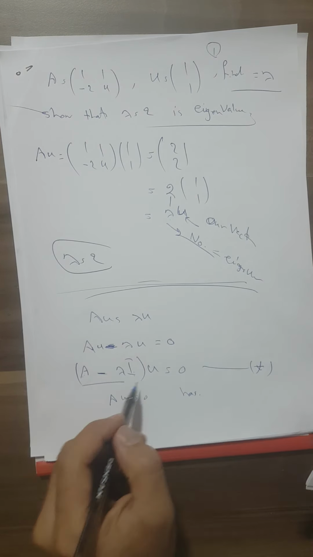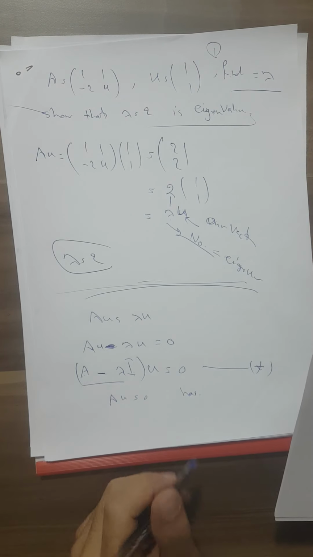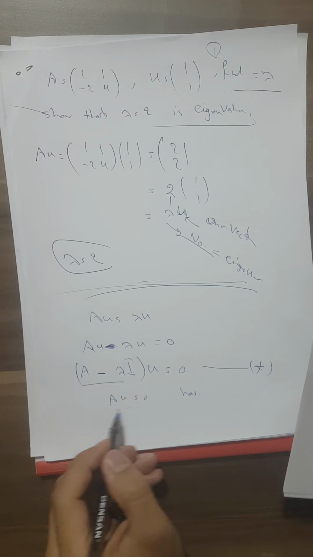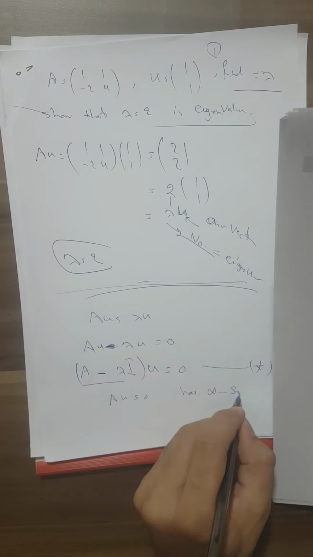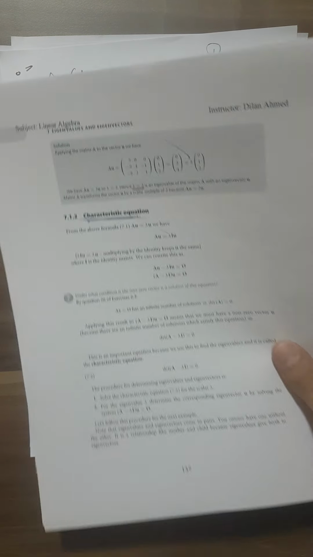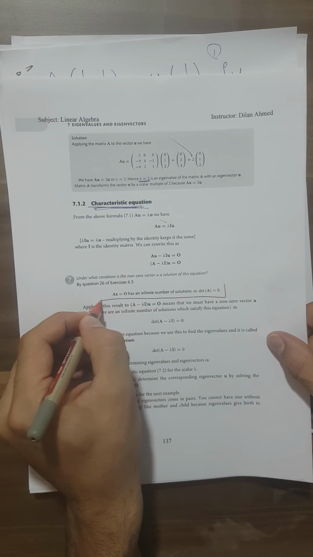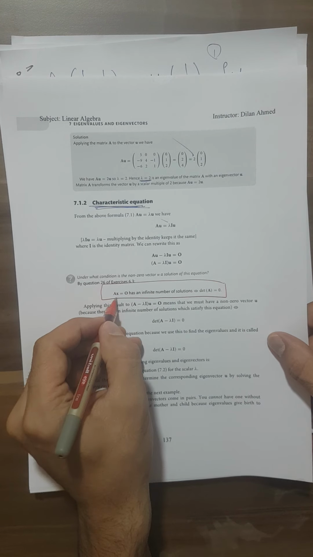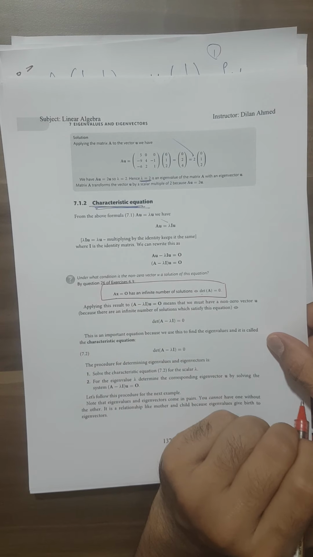Okay, if we have a system equal to 0, we say the system or this equation has infinite solutions, as we did before in the system, if you remember. This is very important for you: it means that Ax = 0 has an infinite number of solutions if and only if the determinant of A is equal to 0.